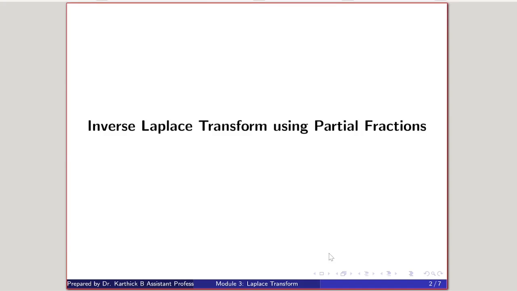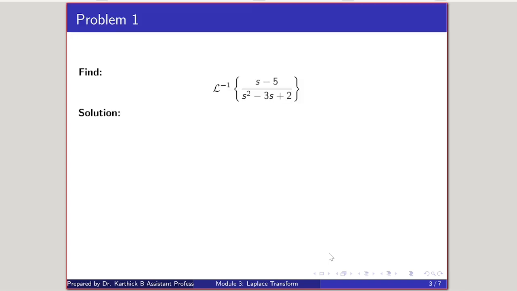Hello and welcome to this lecture on inverse Laplace transform using partial fractions. We will solve problems on the inverse Laplace transform by using the partial fraction method. So the first problem, they have asked for the inverse Laplace of the function capital F of s.